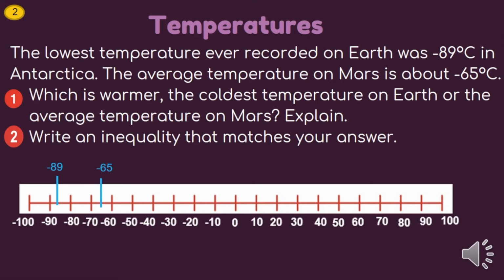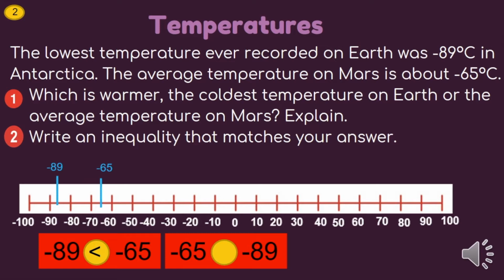Now let's write an inequality to match our answer. That's the second thing that we have to do. Okay, now what symbol would I have to put? Negative 89, I know that that number is smaller than negative 65. So then I will put a less than symbol because negative 89 is less than negative 65. Or I can write it another way and put the greater than symbol. Negative 65 is greater than negative 89.